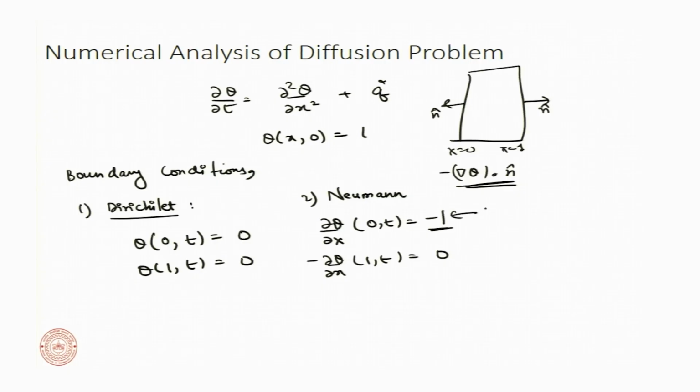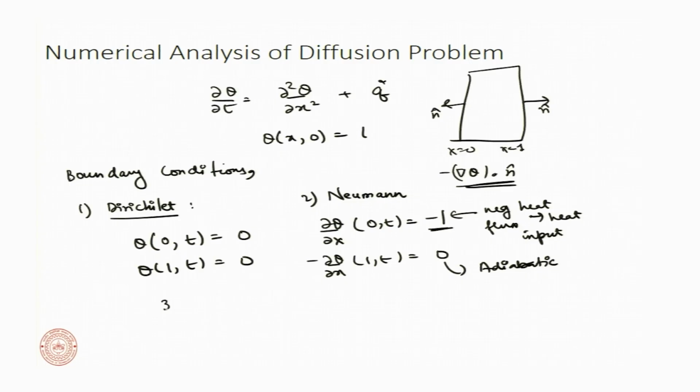The heat flux is negative. So negative heat flux indicates heat input, right. This is an adiabatic condition, that is that heat is not lost to the surrounding, right.